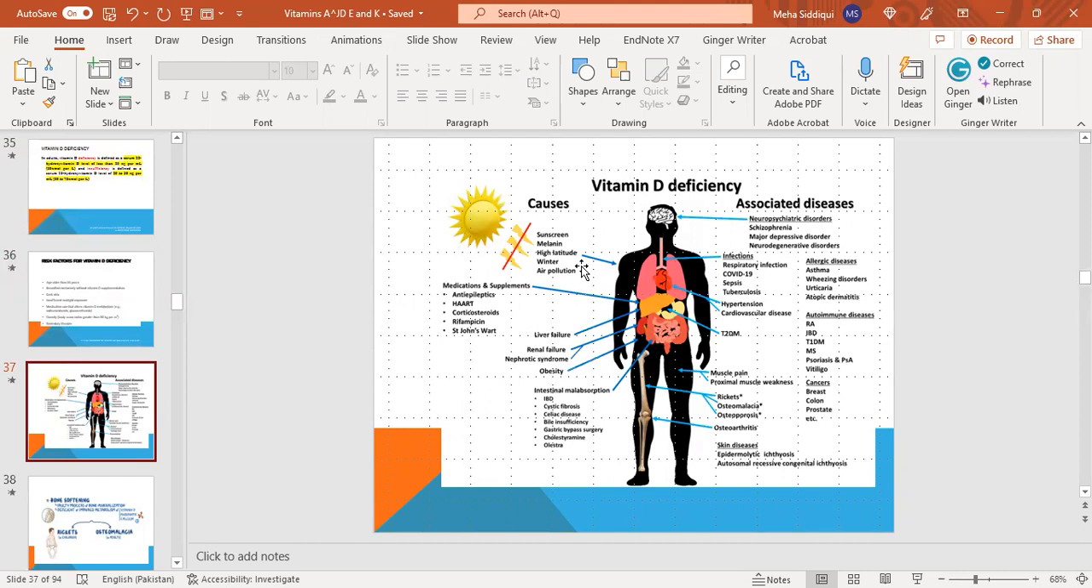Those living at high altitudes, living in winters, and air pollution. Also medications and supplements like anti-epileptics, corticosteroids, and rifampicin can lead to vitamin D deficiency. And all of these are the associated diseases like schizophrenia, COVID-19, respiratory infections, and tuberculosis. They all are associated with this.